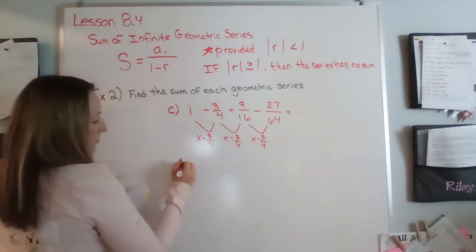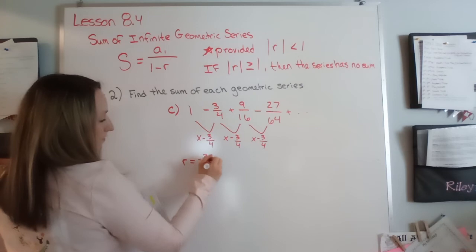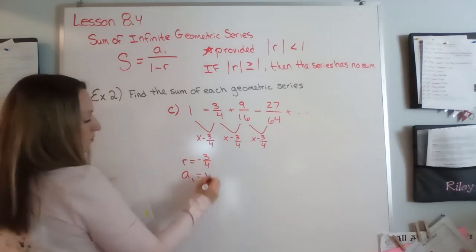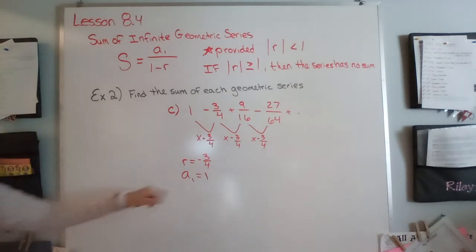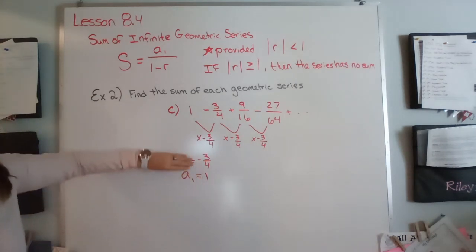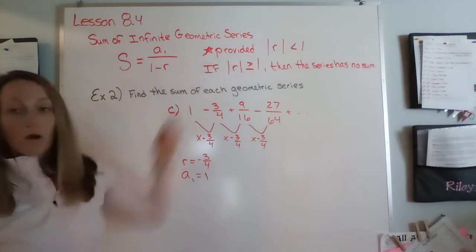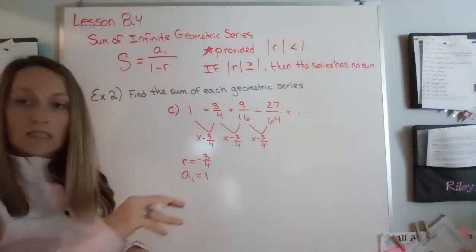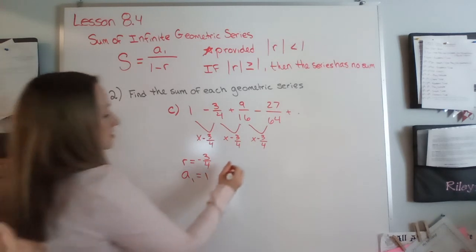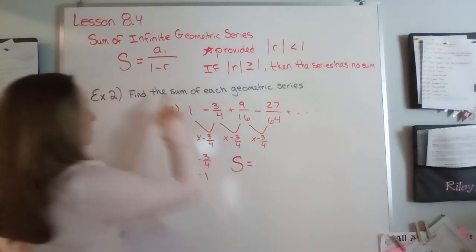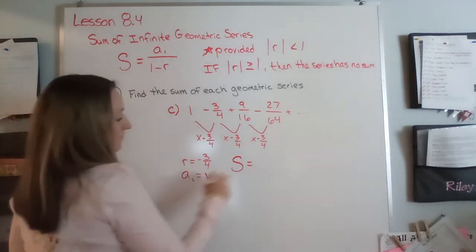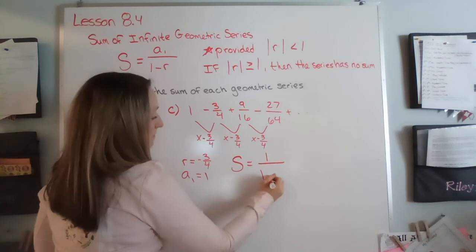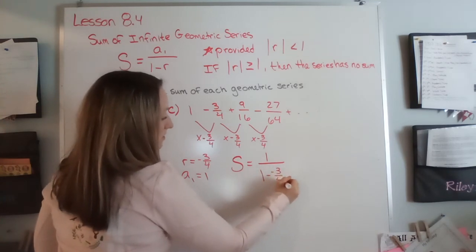So your R value is equal to negative 3/4, and your a sub 1 is equal to 1. Now, since the absolute value of R, which would just be 3/4, is less than 1, there is a sum. The numbers are getting smaller and smaller, approaching some limiting value. So the sum is equal to, using this formula, the first term over 1 minus R, 1 minus negative 3/4.